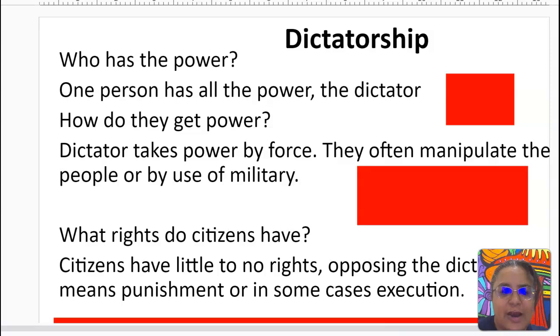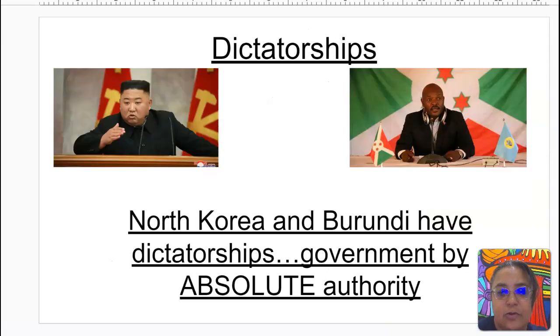What rights do citizens have? Citizens have little to no rights. Opposing the dictator means punishment or, in some cases, execution. Dictatorships: North Korea and Burundi have dictatorships, governed by absolute authority.